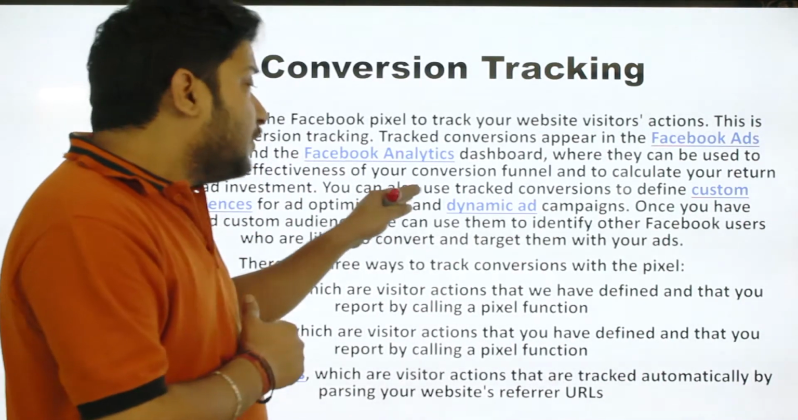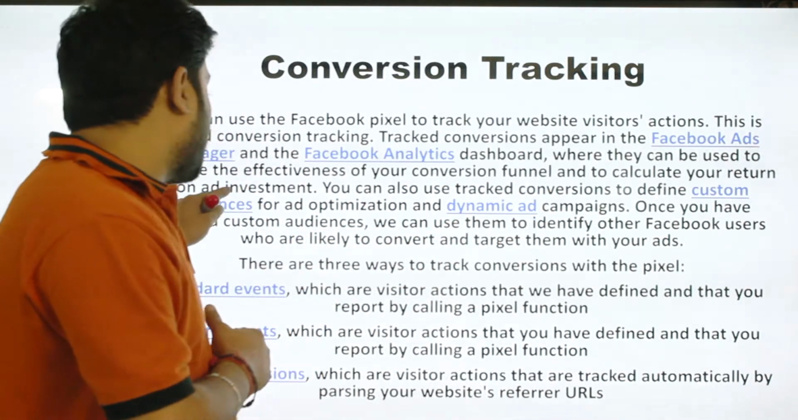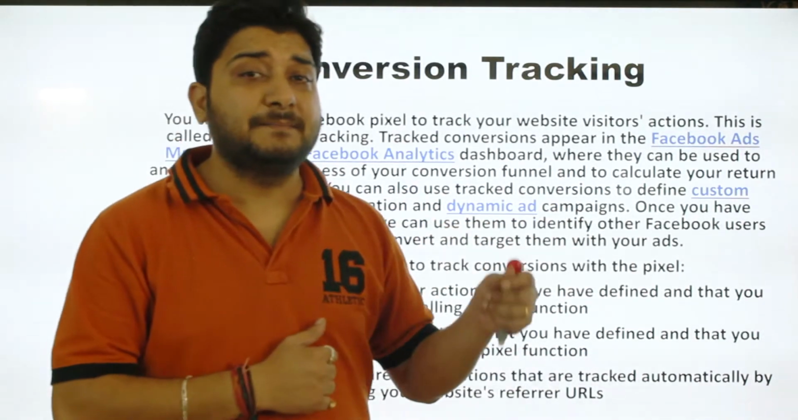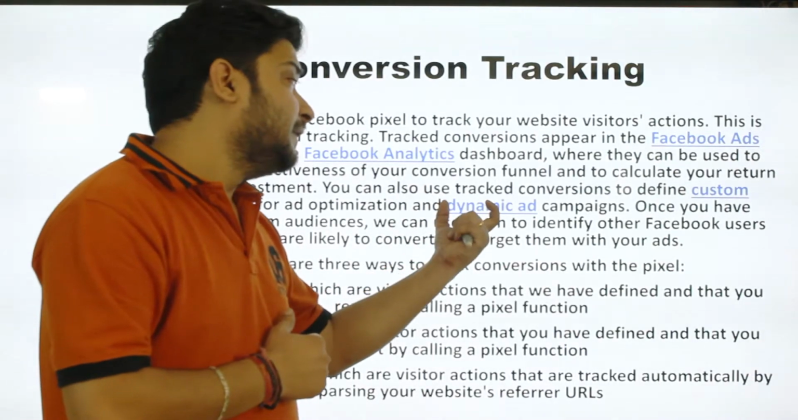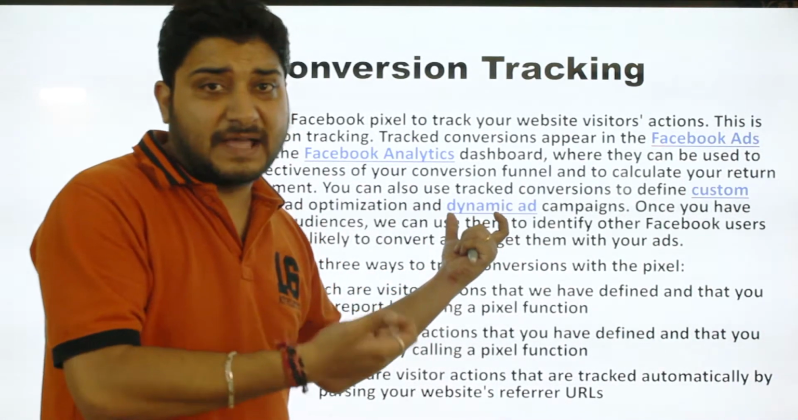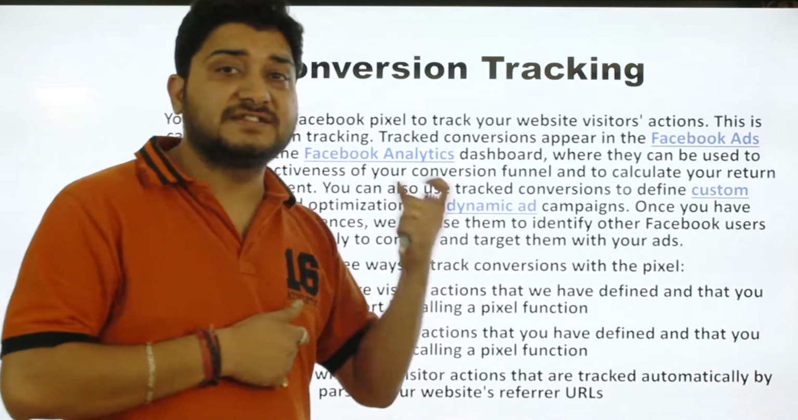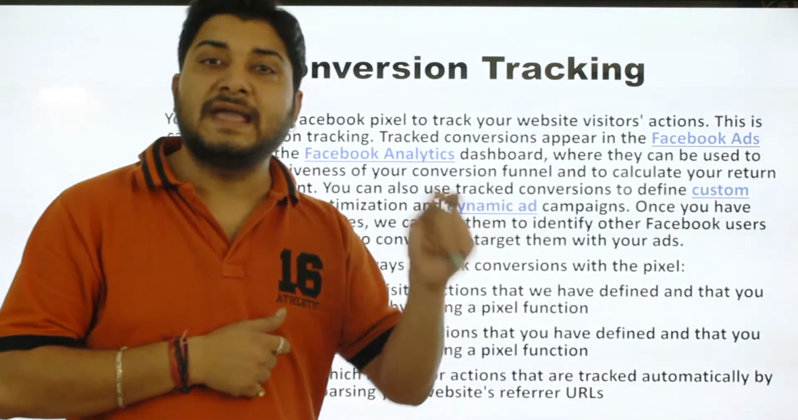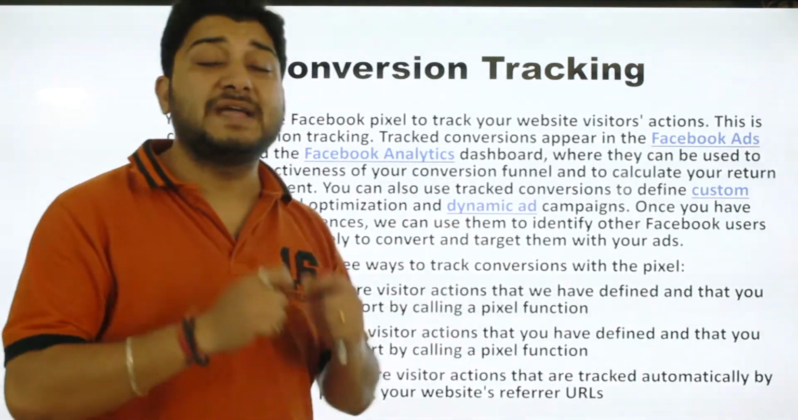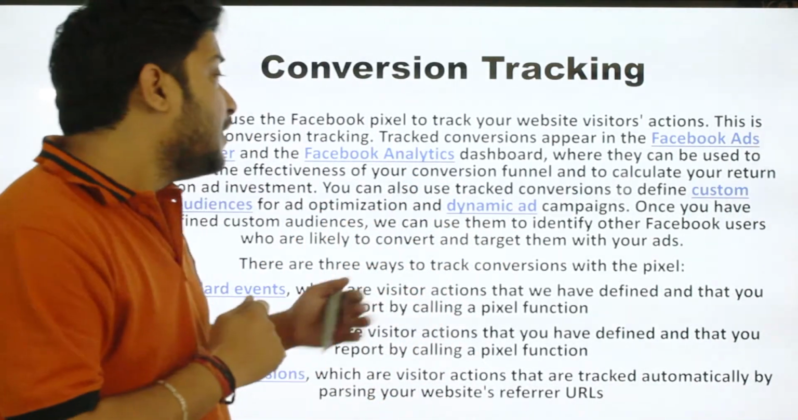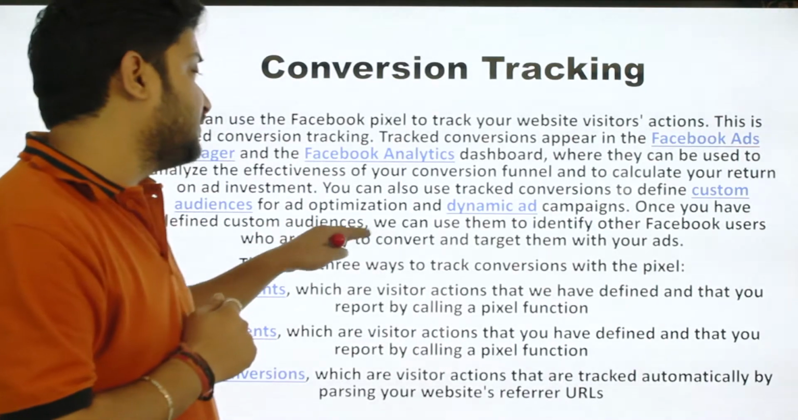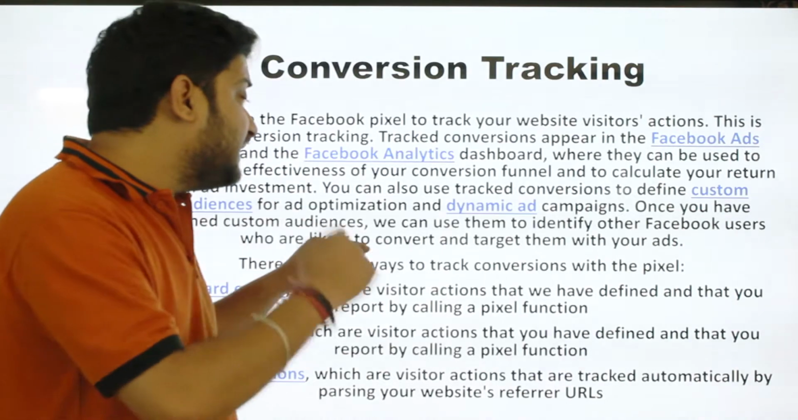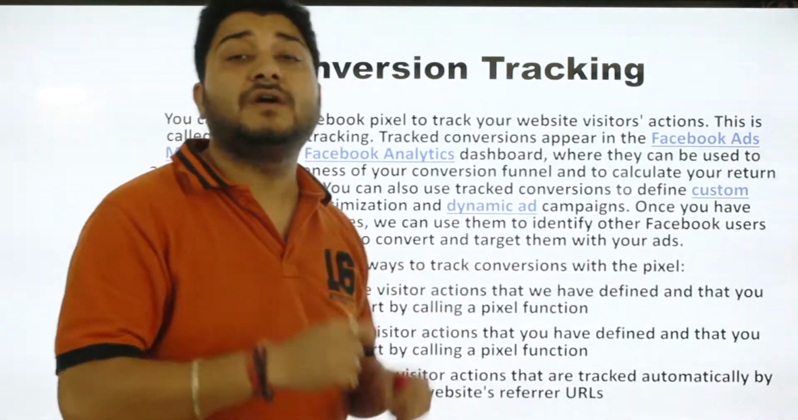Now, you can also use track conversion to find custom audience for ad optimization and dynamic ad campaigns. Dynamic ad campaigns is again one particular type of campaign. I have highlighted this option into the course material as well. I would request the user to click onto the link and read what exactly the dynamic ad is all about. Once you have defined the custom audience, we can use them to identify other Facebook users who are likely to convert and target them with your ad.